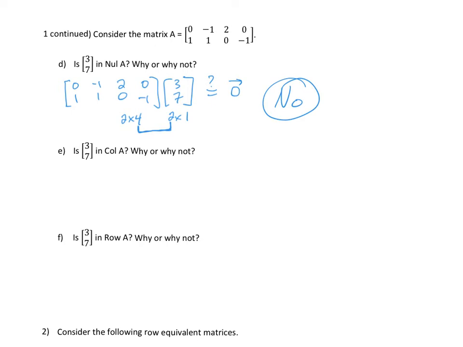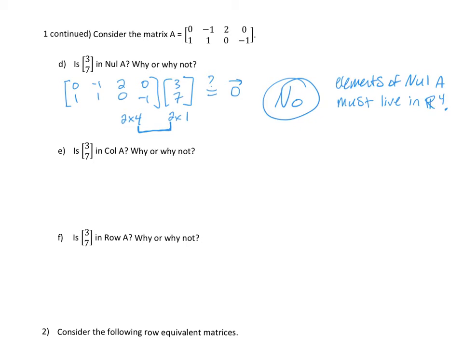And the reason is that elements of null A must live in R4. You'd have to have 4 entries to even be able to multiply A by a vector.